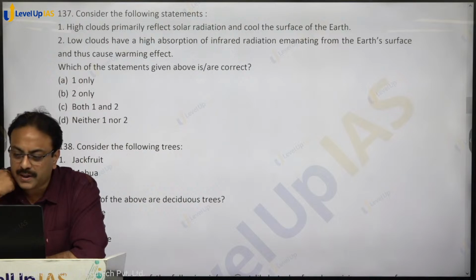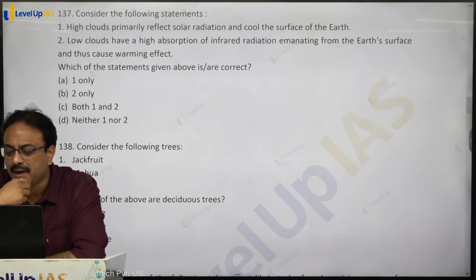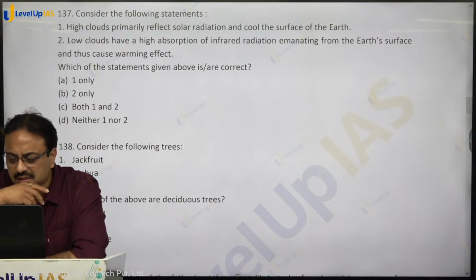How will low clouds absorb terrestrial radiation? Low clouds will not absorb terrestrial radiation. Some part will be absorbed. If they are very thick, they will reflect it back. Otherwise, they will allow it to pass.